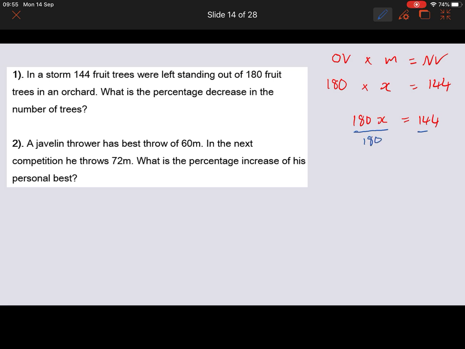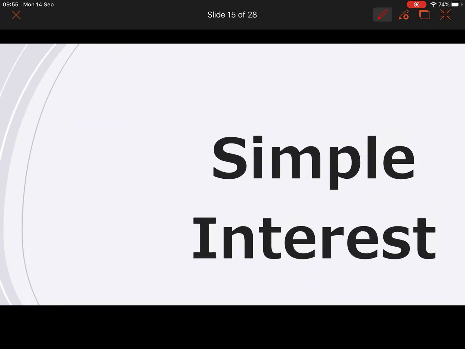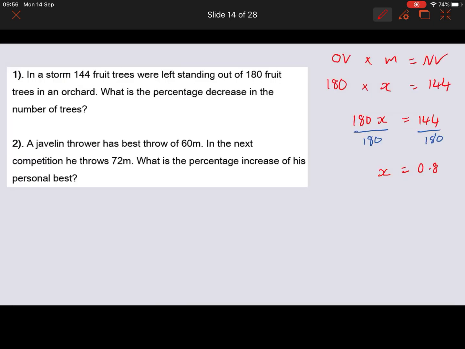Okay, so we can say 180x equals 144. That's the algebraic way of writing that equation. Okay, we should know how to solve that equation now. It's simply to divide both sides by 180. So what does x equal? 144 divided by 180 equals 0.8. Remember, that is not the answer.